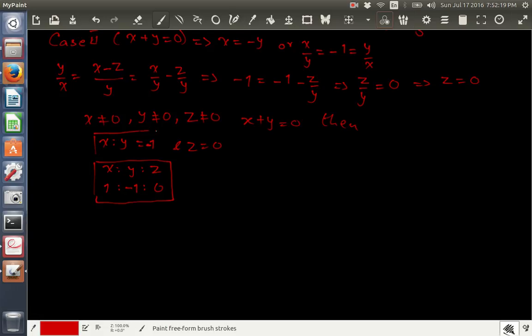It is much better to write it this way: if x is not equal to 0, y is not equal to 0, z is not equal to 0, but x plus y is equal to 0, then it will automatically imply that x is to y is equal to minus 1 and z is equal to 0. So this is how we should write the case 2 solution. And I think you have understood what I tried to explain in this problem.